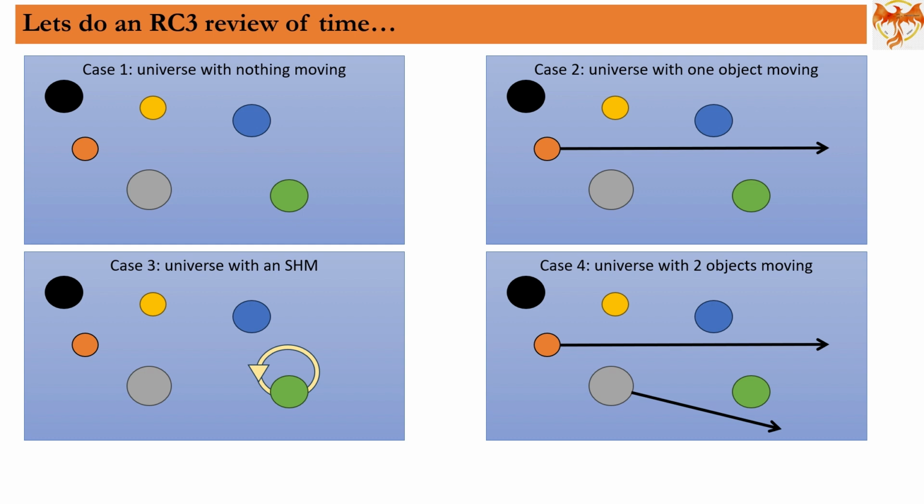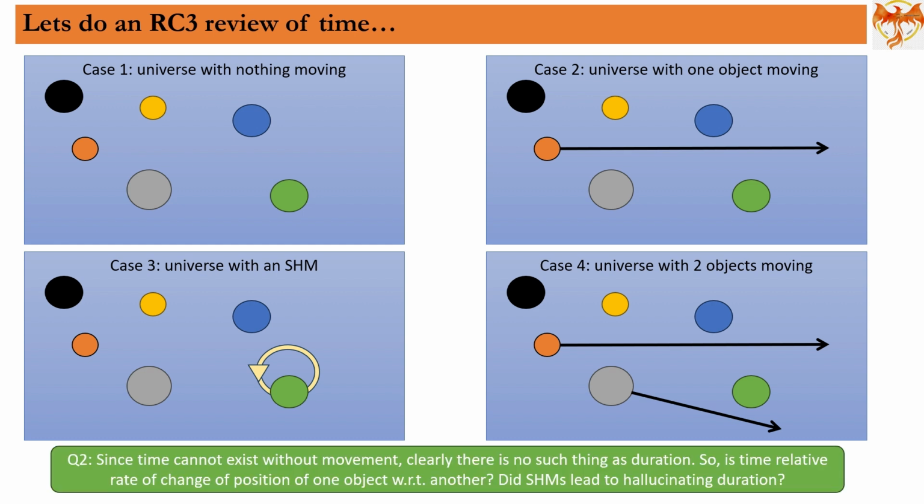So let's say there are two objects which are moving in the universe. Then we look at the position of the gray object and we tabulate the position of the orange object. That's pretty much what we are doing even in the case of the experiment above, where we have the two trains with A and B. We're looking at the position of the cesium object and saying it's moved this much, and therefore the two trains are moving this much, right? So we kind of get that difference. Yeah? So, since time cannot exist without movement, clearly there's no such thing as duration.